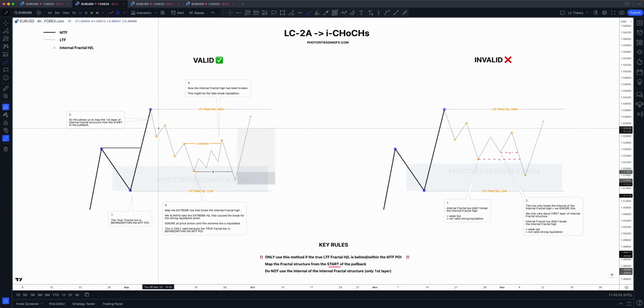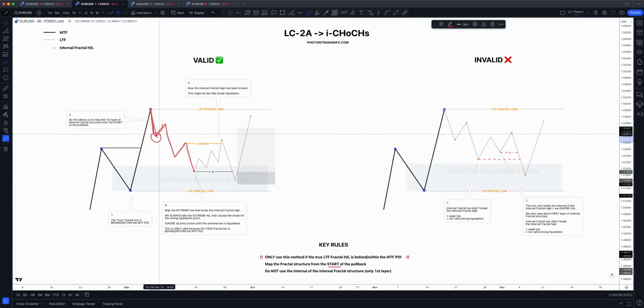But this is the next super, super key point that a lot of people are getting wrong. The way you map your internal fractal structure is you start mapping it from the very start of the pullback up here, okay? So you need to make sure that if the true fractal low is all the way down here and you're going to use the internal structure, start mapping it literally from the start of the pullback up here, okay? So you'll see that this is the true internal fractal low, right? Then that's the internal fractal high, and you look at these points here, okay? So where I put the orange circles on, those are the internal fractal highs and lows, okay? Because you start mapping it from here.